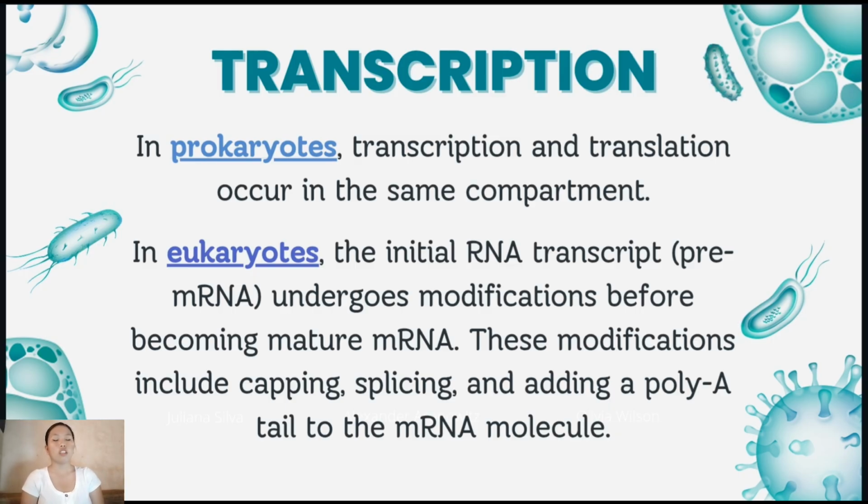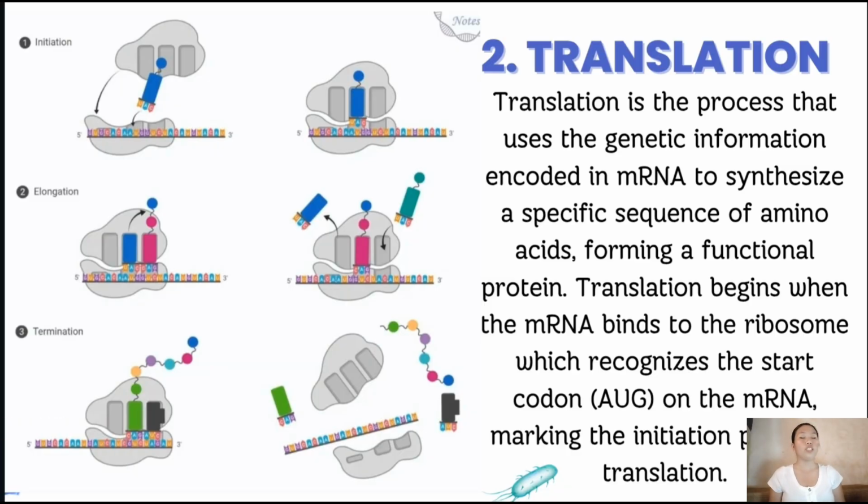But when it comes to eukaryotic cells, may pagkakaiba na sila, because dito ini-edit muna nila yung messenger RNA before proceeding to the next stage of the gene expression process. So now let's move on to the second stage of gene expression, which is translation. Translation is the process that uses the genetic information encoded in mRNA to synthesize a specific sequence of amino acids, forming a functional protein.